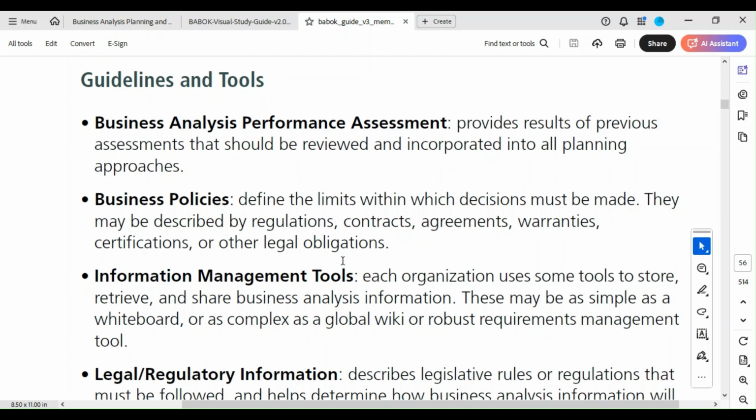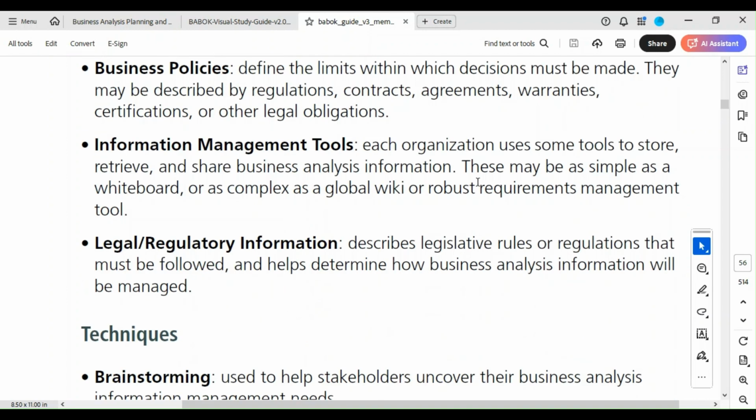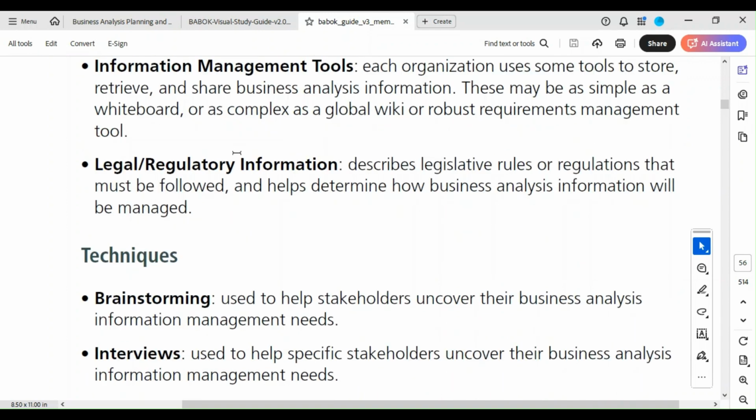Business policies define the limit within which decisions must be made. They may be described by regulations, contract agreements, warranties, certifications, or other legal obligations. Information management tools. Each organization uses some tools to store, retrieve, and share business analysis information. These may be as simple as a whiteboard or as complex as a global wiki or robust requirement management tools. Legal or regulatory information, very important, describes legislative rules or regulations that must be followed and helps determine how business analysis information will be managed.